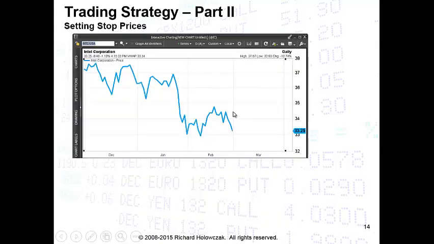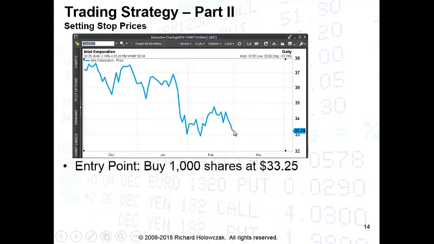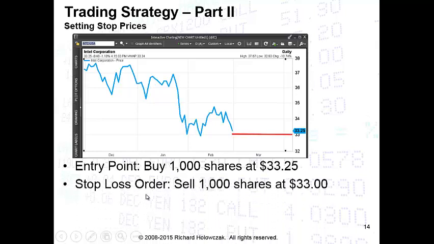So here's another part of the trading strategy. Let's take the same setup that we had before. We believe that this stock is going to head up in price, and so we create our entry point to buy 1,000 shares at $33.25. So that's our entry point. We've now got a long position. We create a stop loss order to sell 1,000 shares at $33. So what we're saying here is if this stock drops below 33 or hits 33, we want to close out our position, because if there's bad news and the stock continues to go down, we want to minimize our losses at 25 cents a share or around 25 cents a share.